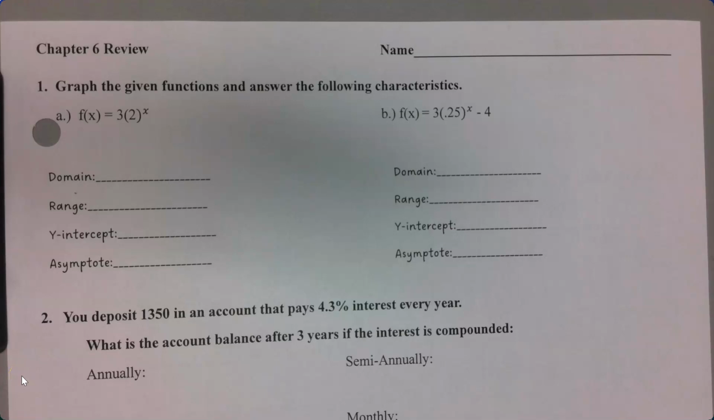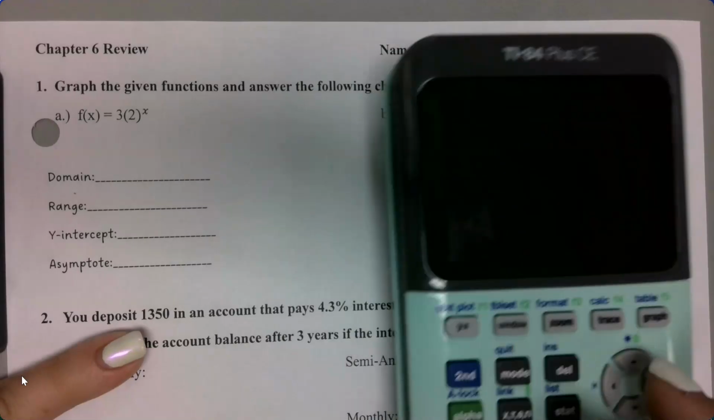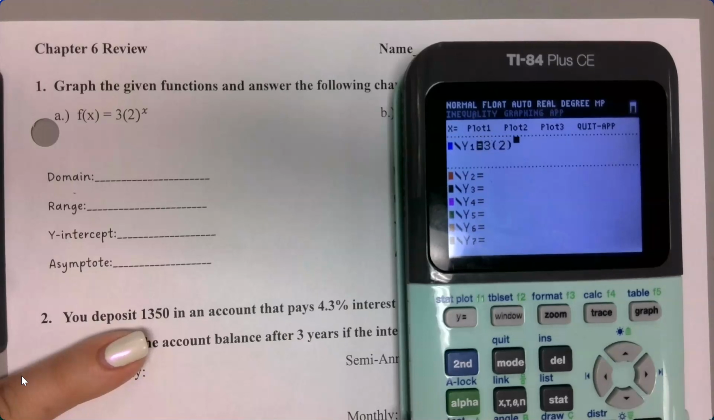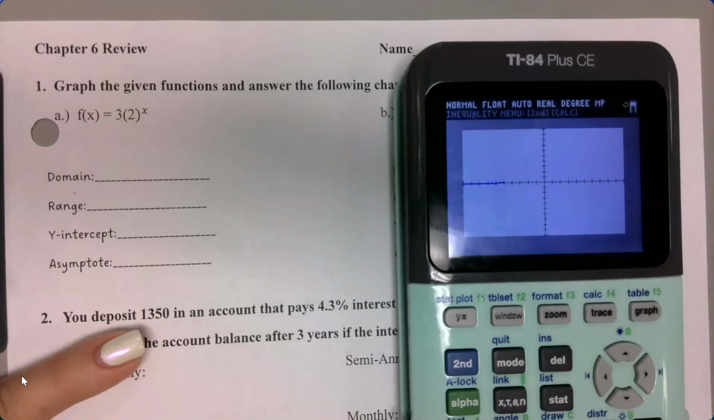Okay, so in this video I'm going through the Chapter 6 review. The first two give me two functions and want me to describe the following characteristics. I'm going to go to y equals and type these in so I can see what these graphs look like. So this one looks like this.